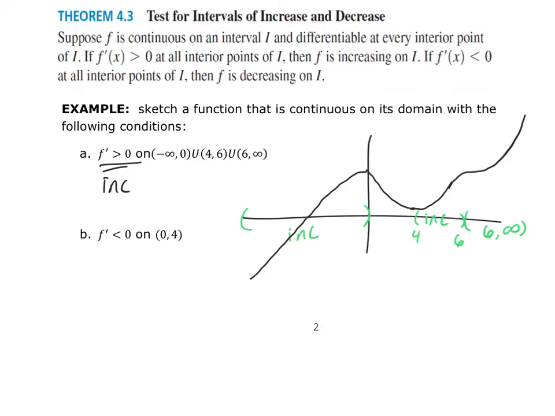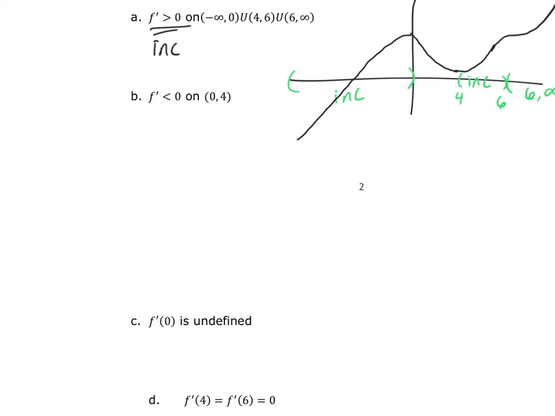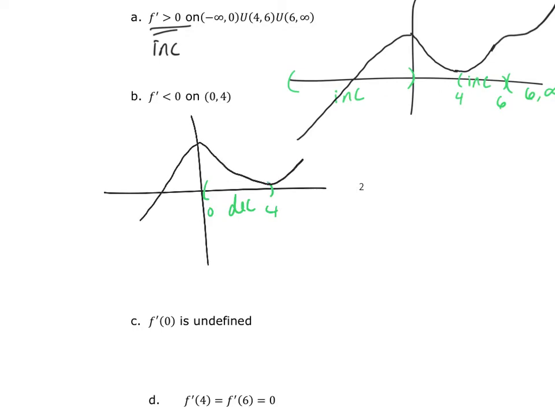Okay? So the next one, if I'm asked for f prime is less than 0 on this interval, so I draw my graph, and between 0 and 4, I am decreasing. And I know I'm decreasing because the derivative of my function is less than 0. So I'm going to have some graph that may be increasing like this, and then I get to 0 and I decrease until I get to 4, and then I increase again. So it may be something like that.